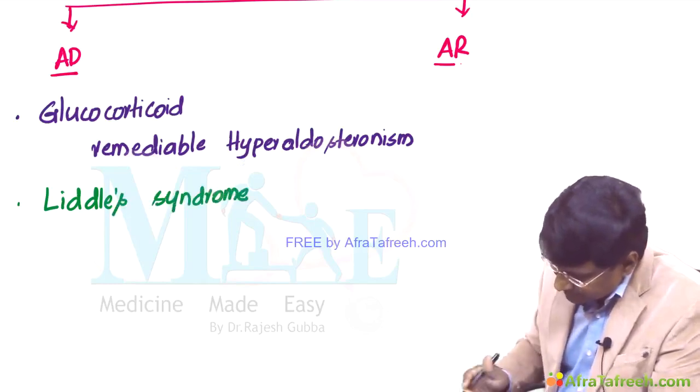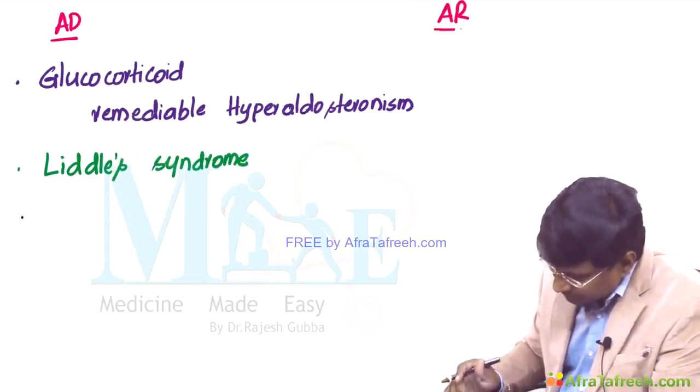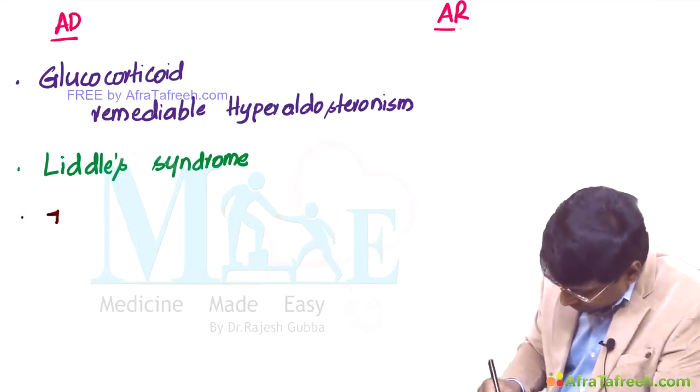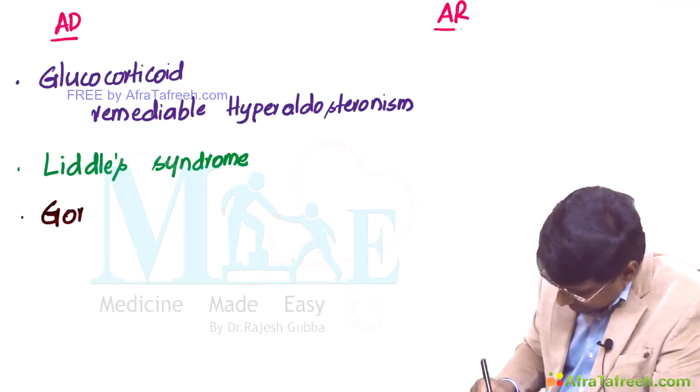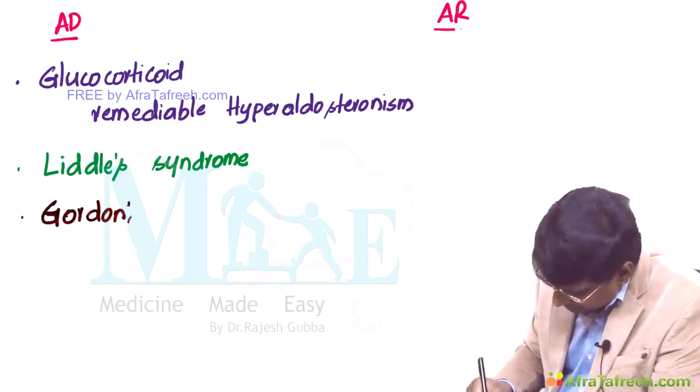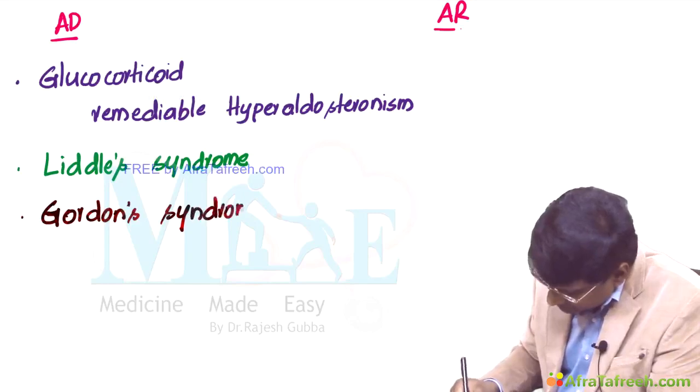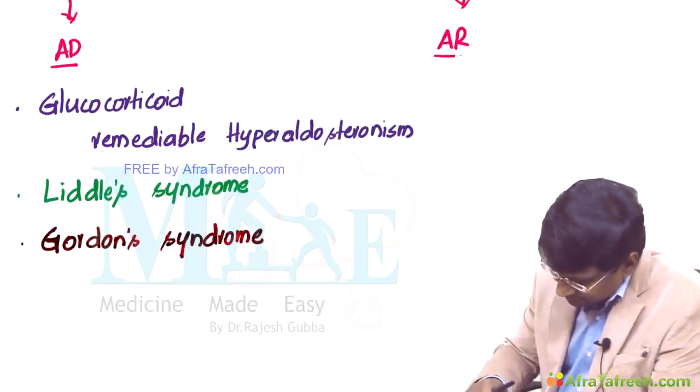Next to the Liddle syndrome, we have what is called Gordon syndrome. Even this particular Gordon syndrome, I'll be telling you what exactly this means. Gordon syndrome, remember, is an autosomal dominant pathology which is associated with the development of hypertension.